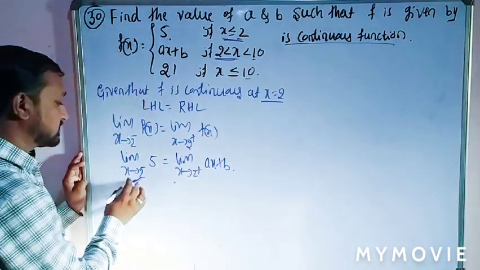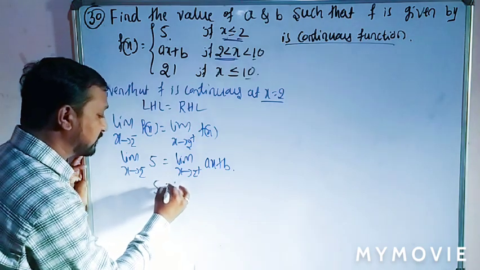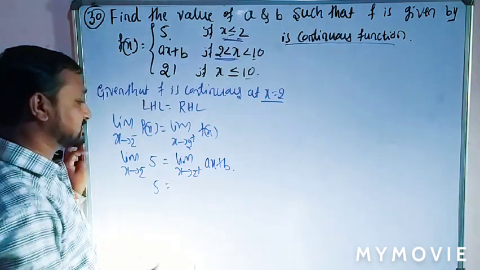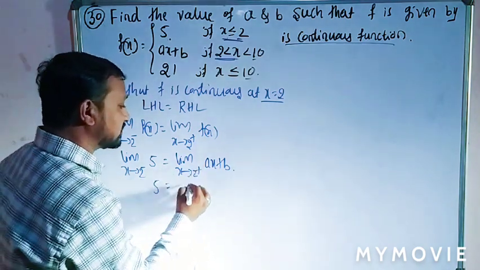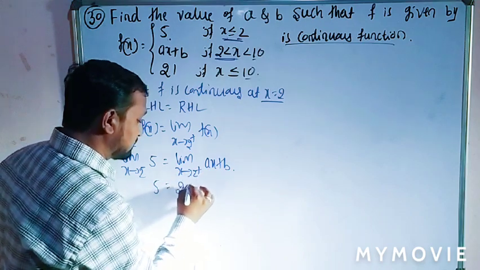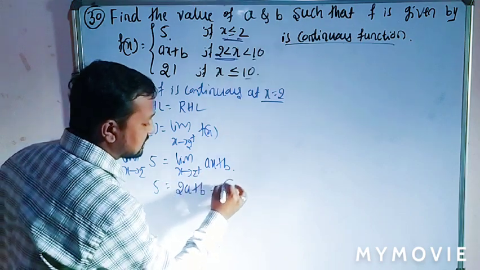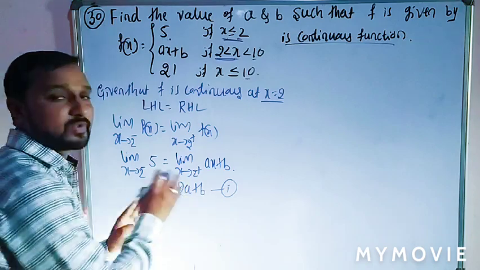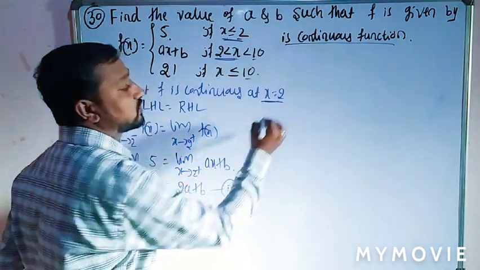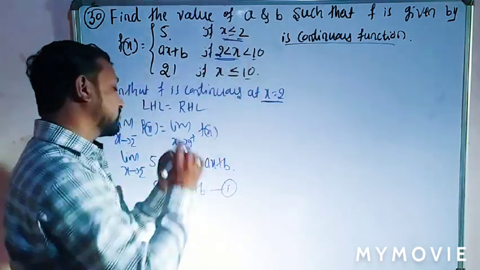Apply the limit. As x tends to 2, 5 stays as it is. Then the limit of ax plus b as x tends to 2 is 2a plus b. So 5 equals 2a plus b. Say this is equation number 1. This is one system of linear equation at x equal to 2. Again we solve at x equal to 10.